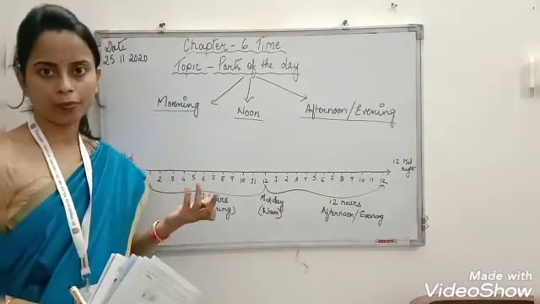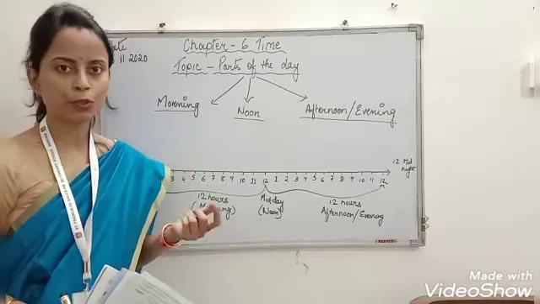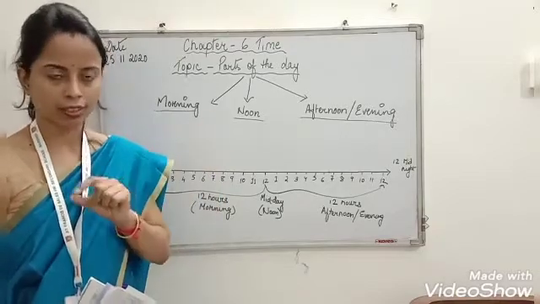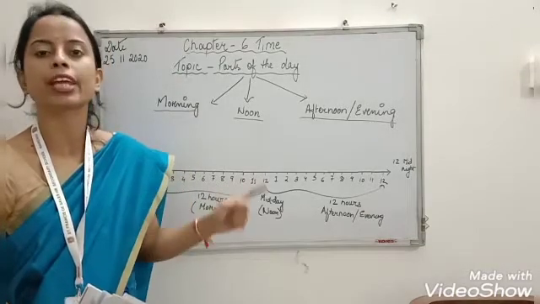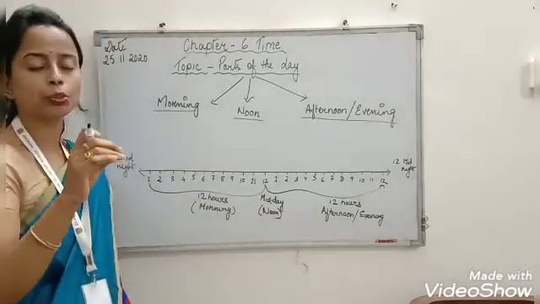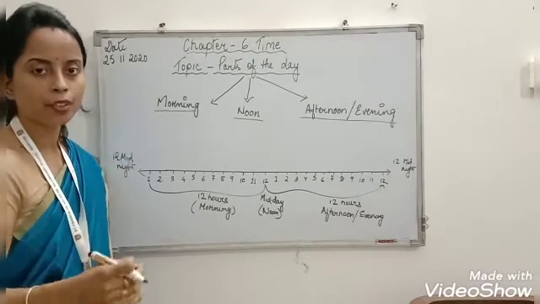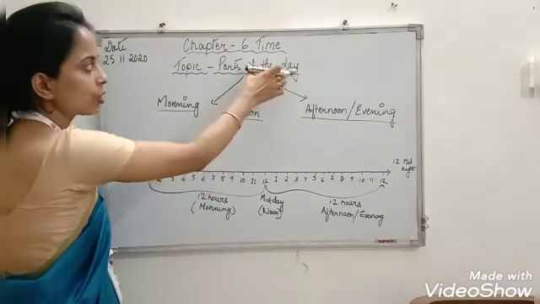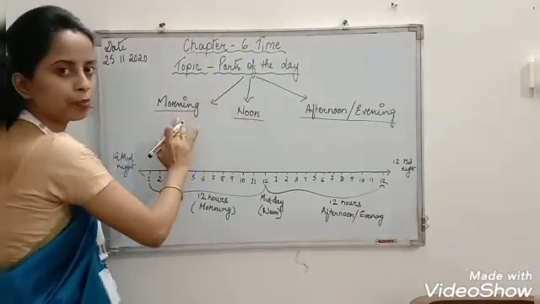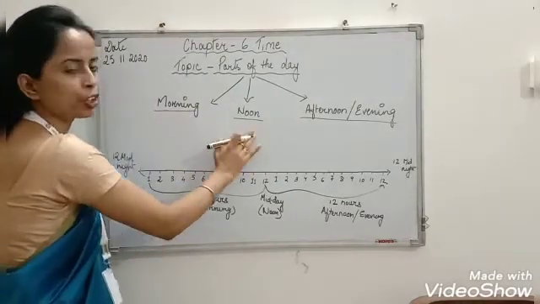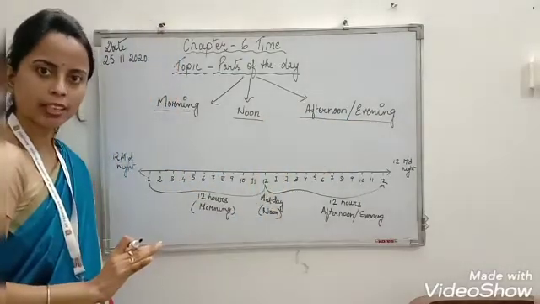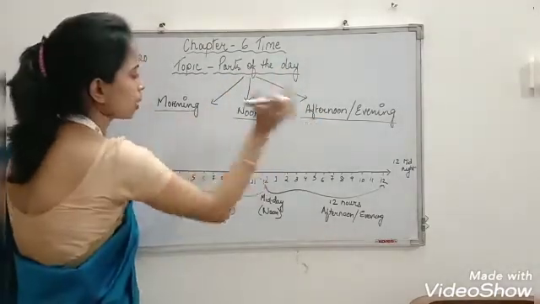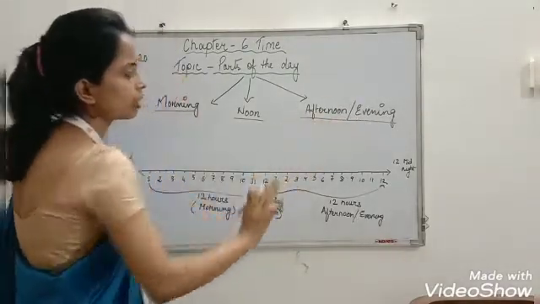So children, we have learned about the terms earlier and later. As I have told you, we do different activities in a day. Some activities we do earlier and some we do later, like a series, a sequence of doing different activities. Now here you see the parts of the day. The day is divided into how many parts? Morning, noon, afternoon and evening.